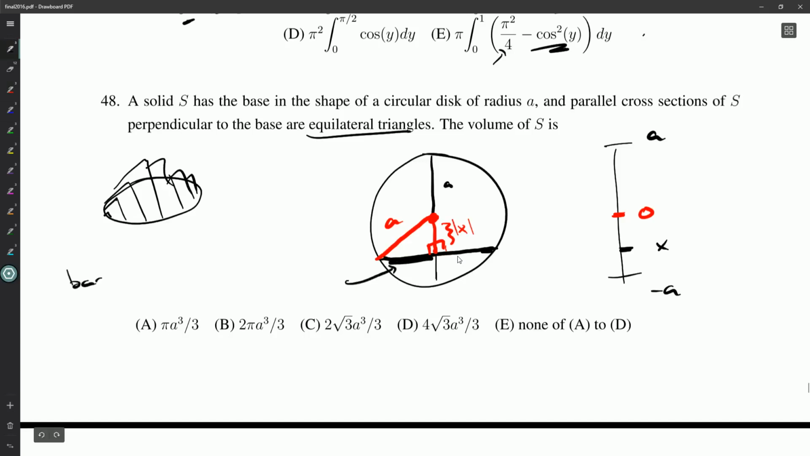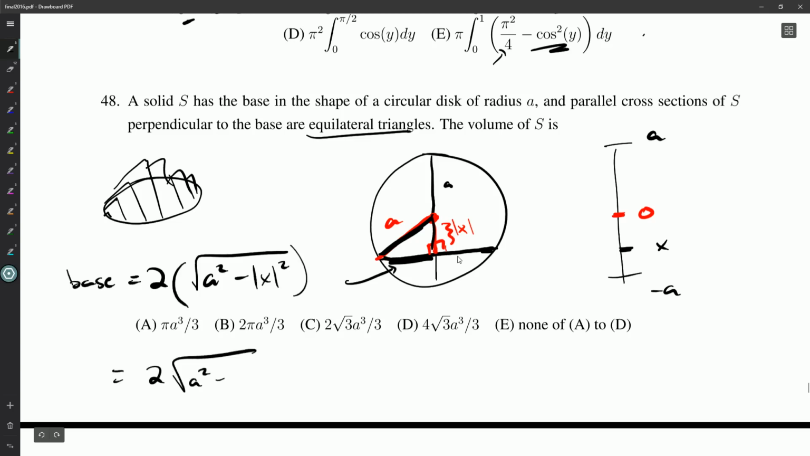So the base, or the side length, is going to be twice, and then what is that length? Well, it's the square root of, we've got a nice little right angle triangle here, a squared minus absolute value of x squared. Absolute value of x squared is just x squared. So we'll get 2 root a squared minus x squared. So that's the base of our equilateral triangle. Great. And so we know a side length. We know my range of x values, so I know I'm going to integrate from minus a to a, but I need the area of these cross sections in terms of this x.